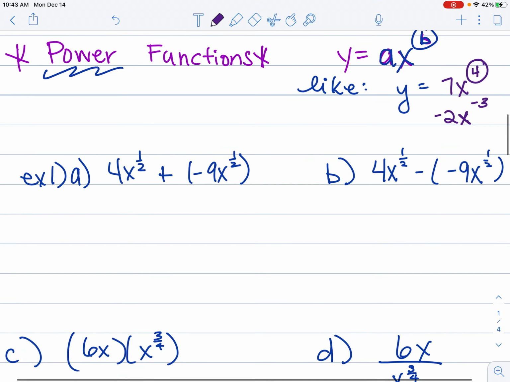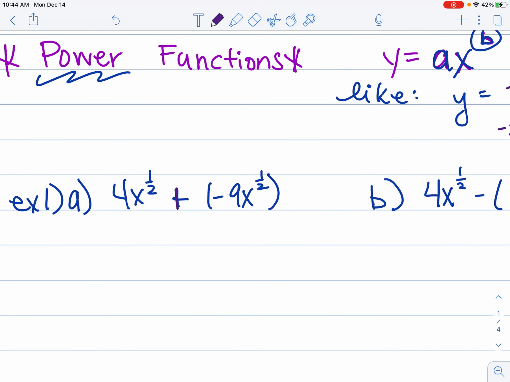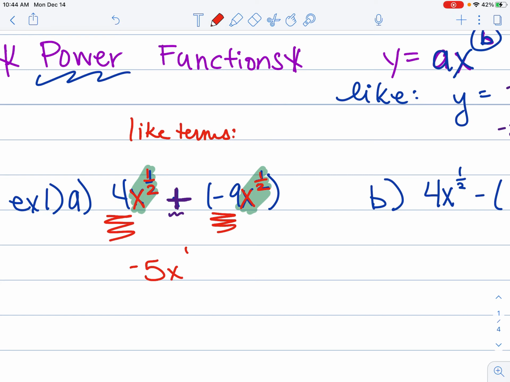So let's just say, for example, what if I had a couple power functions and I'm doing some operations with them? So I can see my operation here as addition, which, remember, addition, we're just combining like terms. Remember, like terms are the same variable to the same exact exponent. So do you see here that this x to the 1/2 is the same as this x to the 1/2? That means these are like terms, and we're going to combine them. So I've got 4 plus a negative 9 gives me a negative 5, of the same like term.